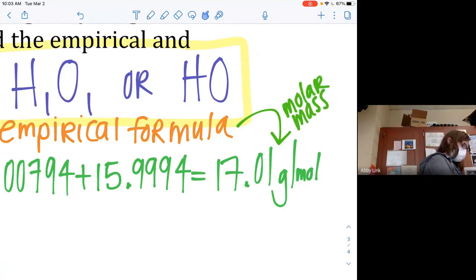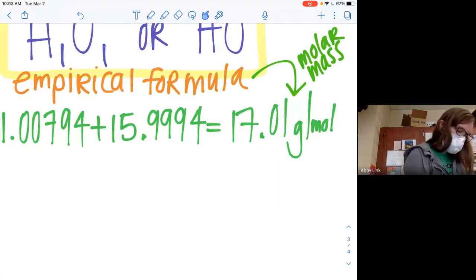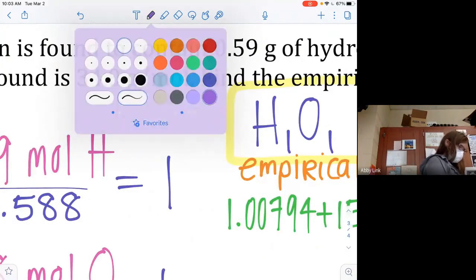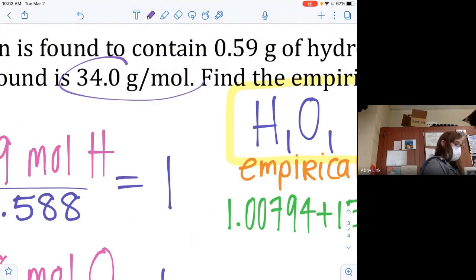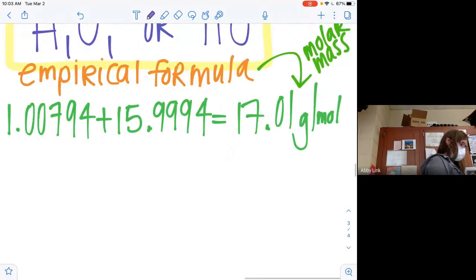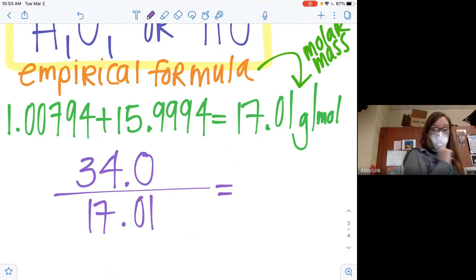Molar mass of that. All right, what's my next step? It says I need to take the given mass in the problem and divide it by the molar mass of the empirical formula. Okay, what was the mass they gave us? The 34.0, yes. All right, so let's take our 34.0 and divide that by my 17.01. Wouldn't it be 2? Yes, it is. It does come out to be 2.